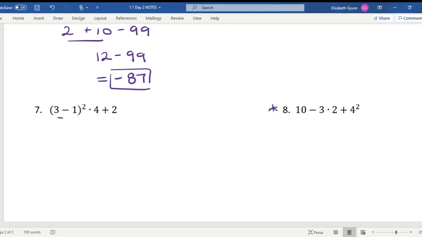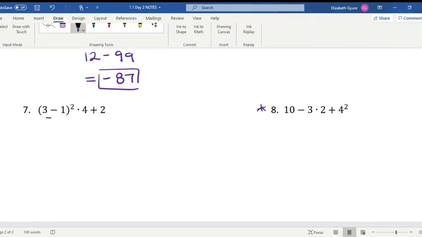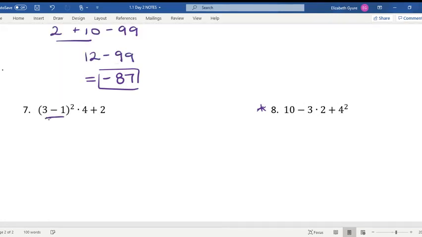Now, something I want to warn you guys about is just because you're going to solve what's in the parentheses, you can go ahead and drop them if you want. You don't have to rewrite them. But sometimes it's nice if you do rewrite them, especially when you have weird negative numbers, or maybe there's more than one thing you need to do in the parentheses. Okay, so here we're going to have 2, because 3 minus 1 is 2. So you'll have 2 squared times 4 plus 2. So we got rid of our parentheses.